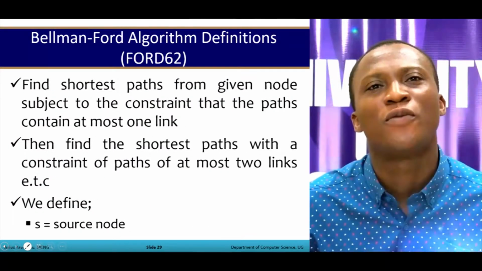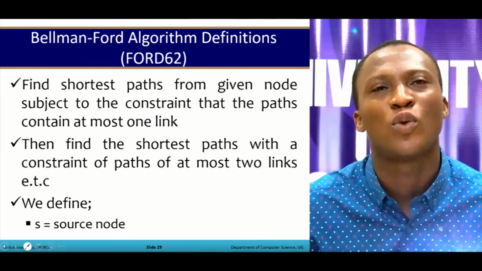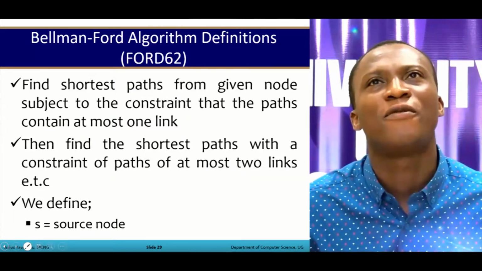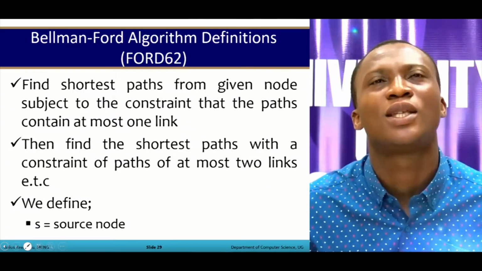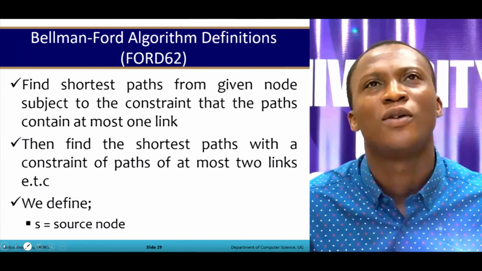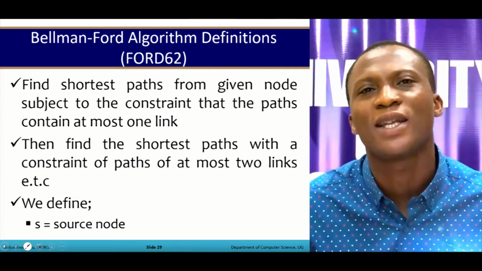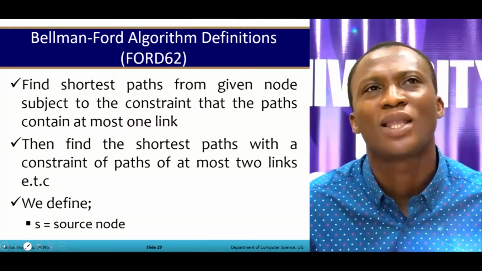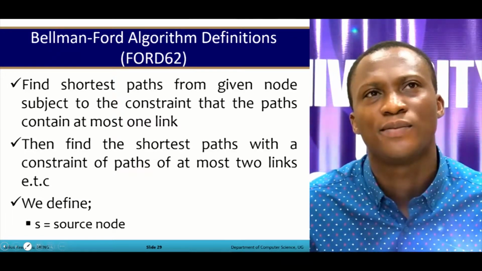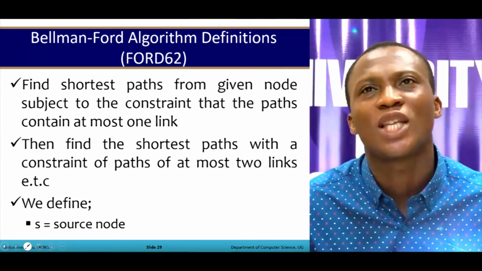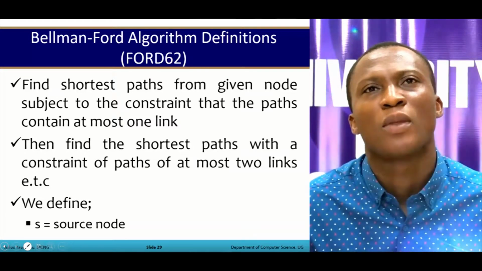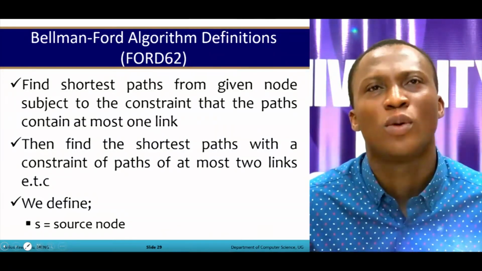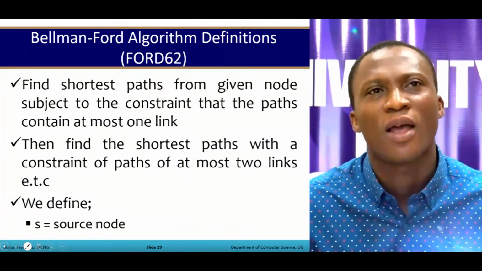So you saw how we were able to find the shortest path from one node to every other node using Dijkstra's algorithm. Now let's take a look at the Bellman-Ford algorithm. This also finds the shortest path from a given node, but here subject to the constraint that the path contains at most one link. Then we find the shortest path with the constraint of at most two links, and so on. So we can do one link, two link, three link.